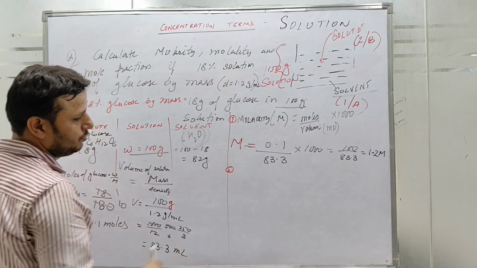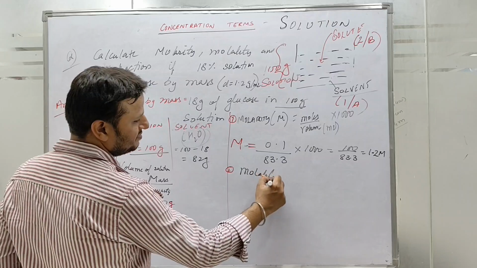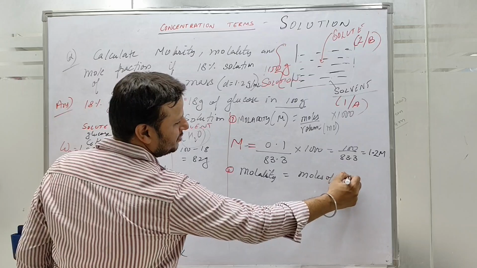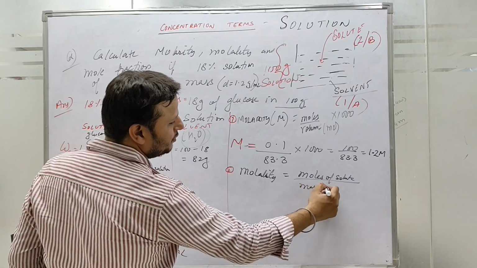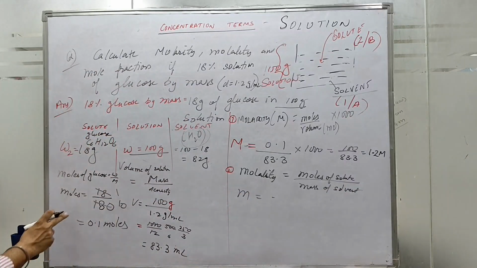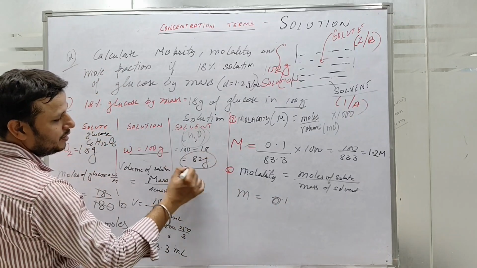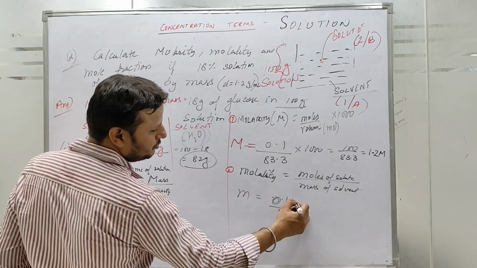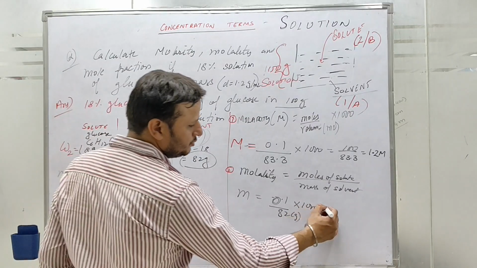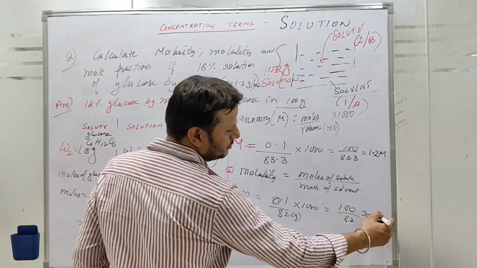Then molality. So what is the formula of small m? Yes, molality is moles of solute divided by mass of solvent. So the moles of solute will again be 0.1, and mass of solvent we have already calculated, 82. So that is in grams, so into 1000. So this will come as 100 upon 82, so approximately 1.3.